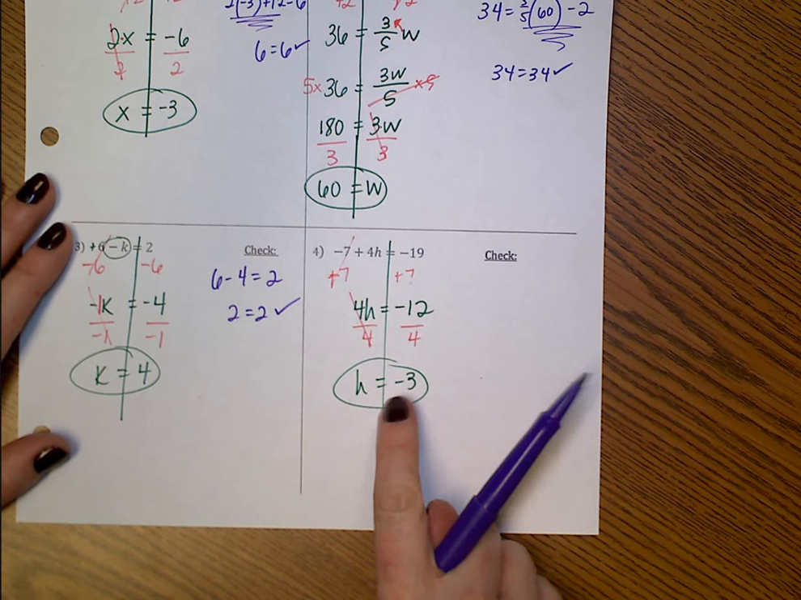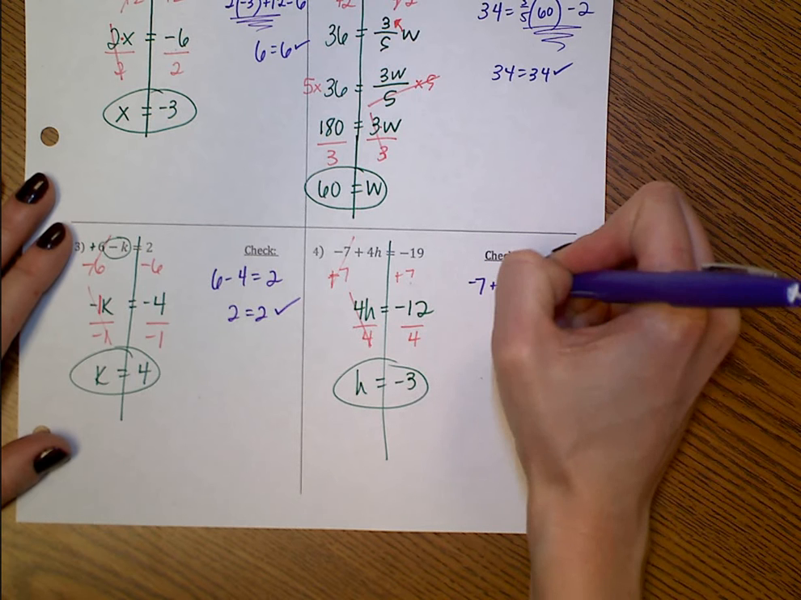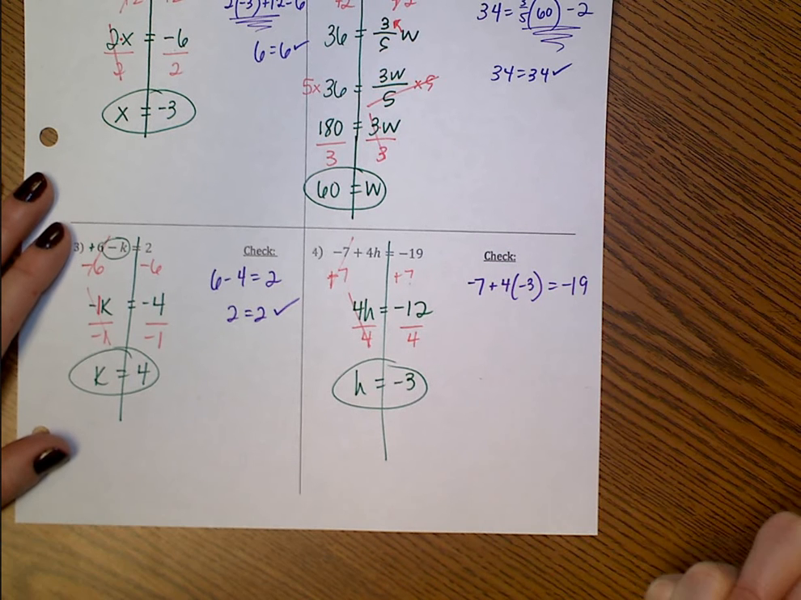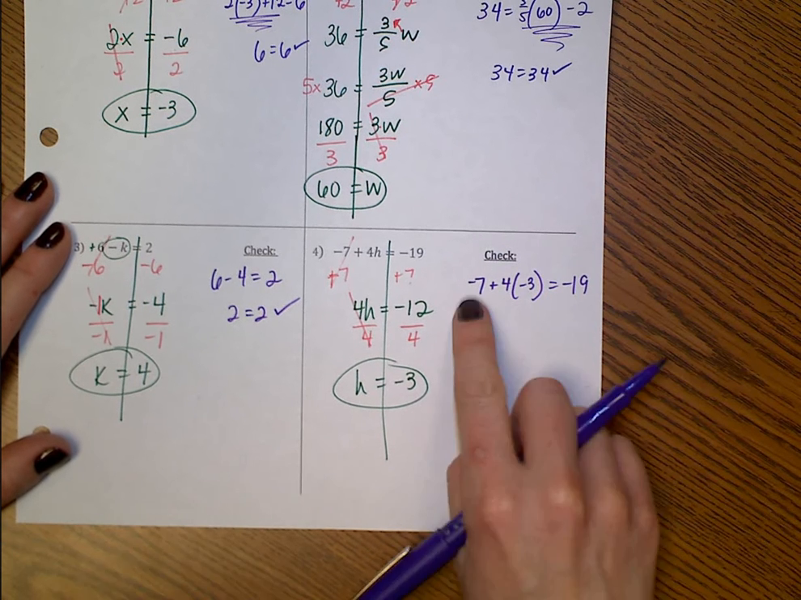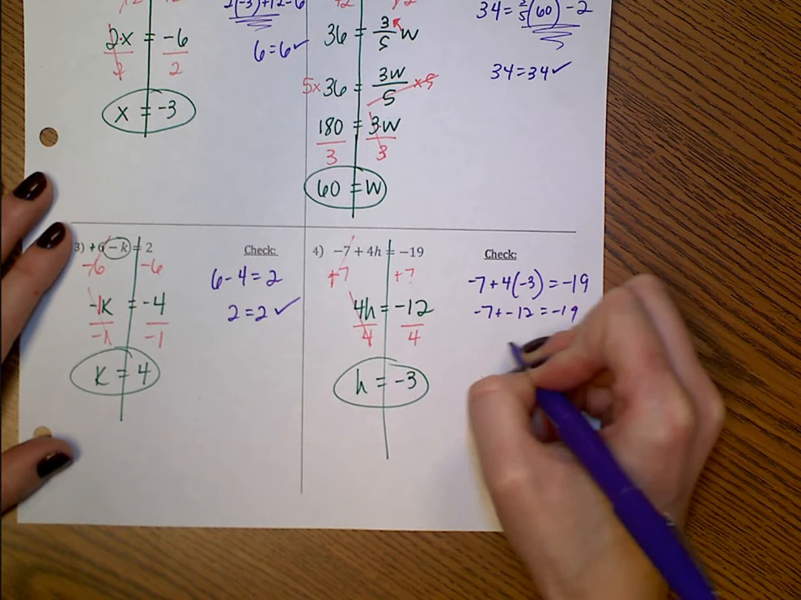To check it, I'm going to plug in, using parentheses, -3 where H was. And let's see, that's -7 plus -12. Yep, that's -19.